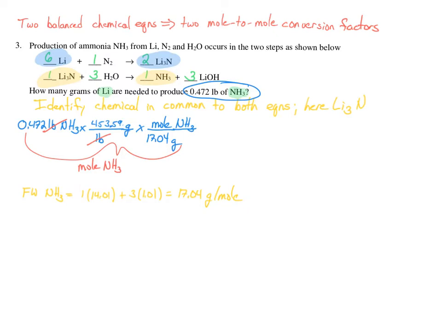Now to go from grams to moles, we remind ourselves of the formula weight of ammonia, and we know that 17.04 grams is equivalent to a mole of ammonia. And again, we know our conversion factor is set up correctly because the units we don't want cancel out, and we end up with the units that we do want, moles of ammonia.